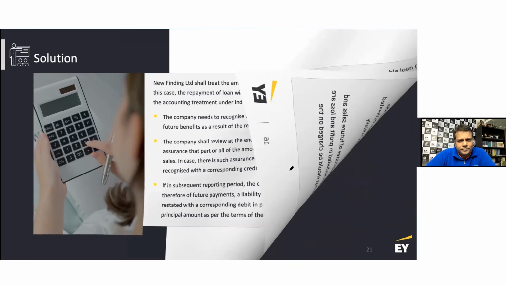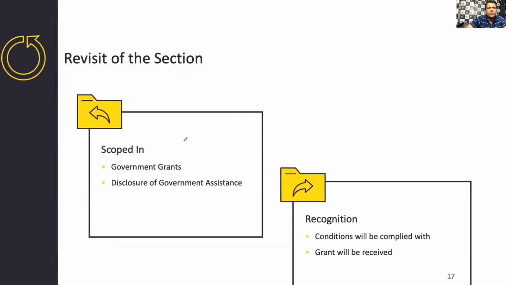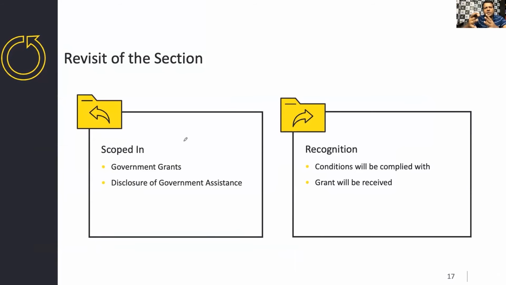So quickly, to summarize what we have talked about. We've discussed the scope of Ind AS 20 in relation to government grants and also for disclosure of government assistance. And we talked about how recognition is linked to when you're reasonably assured that you're going to fulfill all the conditions prescribed as part of the grant conditions, and the grant will be received. So it's a reasonable assurance, and hence there is an element of judgment there which you need to be mindful of.